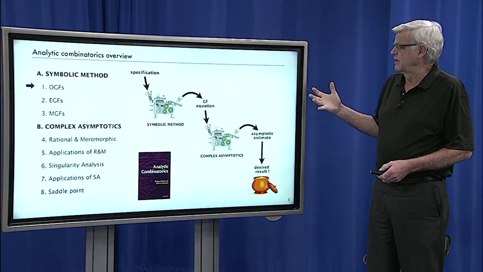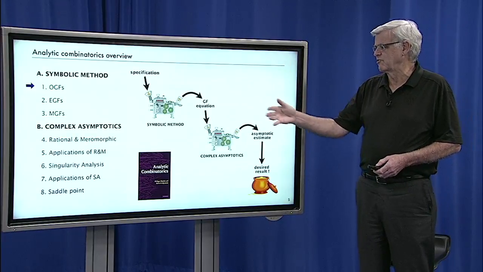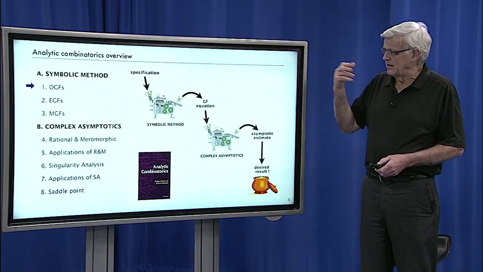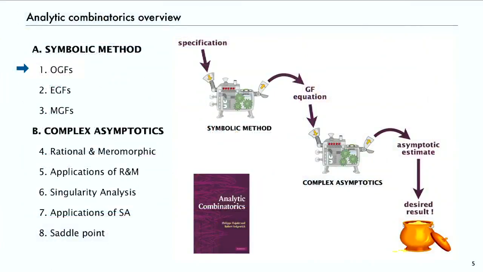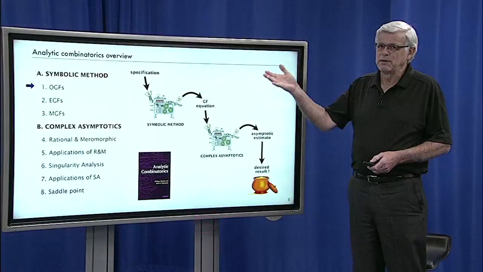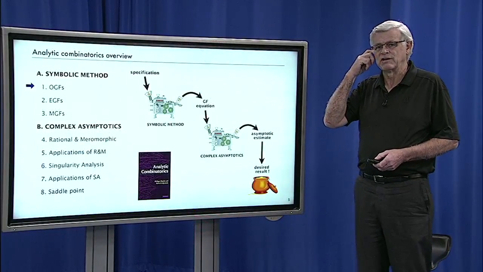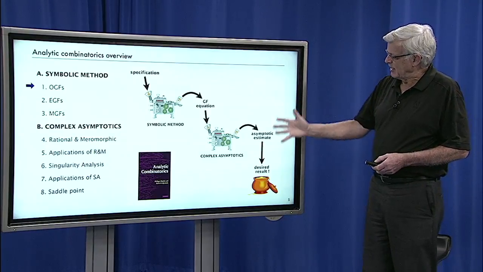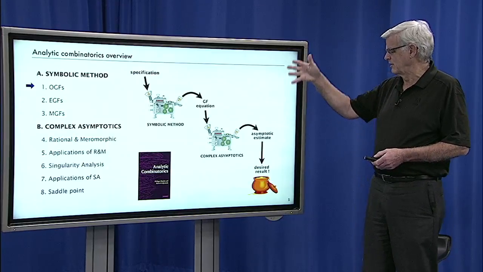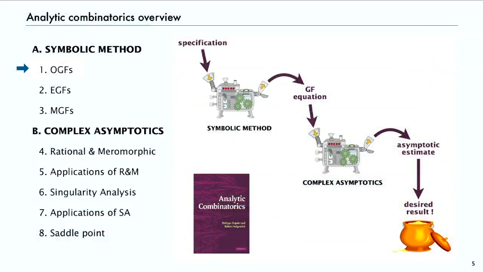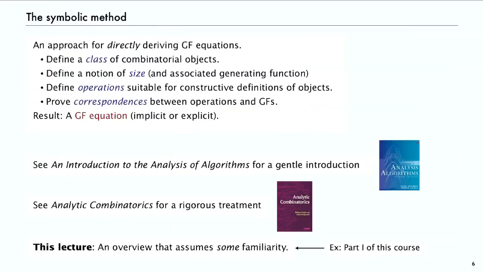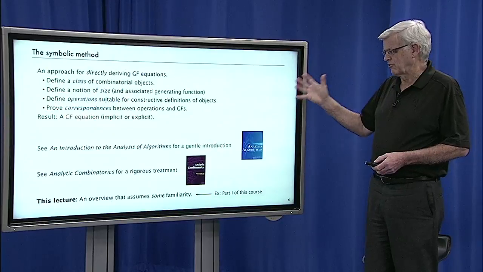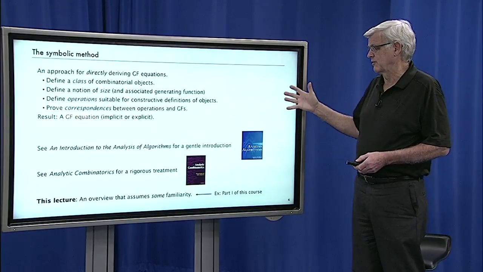So the overview is a bit like this. These are the 8 chapters that we're going to talk about. The symbolic method, there's 3 chapters: ordinary generating functions, exponential, and multivariate. And then some chapters on complex analysis. And the idea is that we start with a specification, and the symbolic method is a process that gives us a generating function equation. And then complex asymptotics gives us another set of processes that immediately give us the asymptotic estimates that are a desired result. So today we're going to talk just about the symbolic method, and for the next couple of lectures.